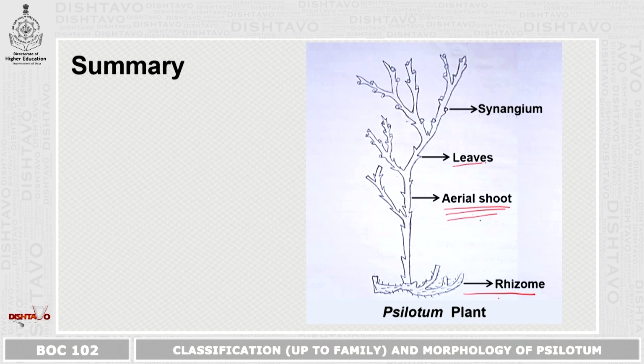Next part is leaves. Here you can see these small scale-like leaves. And the last part, that is synangium, a reproductive structure which is oval in shape. And this synangium will bear spores which will help in reproduction. So this is all about the morphology of xylotome plant.